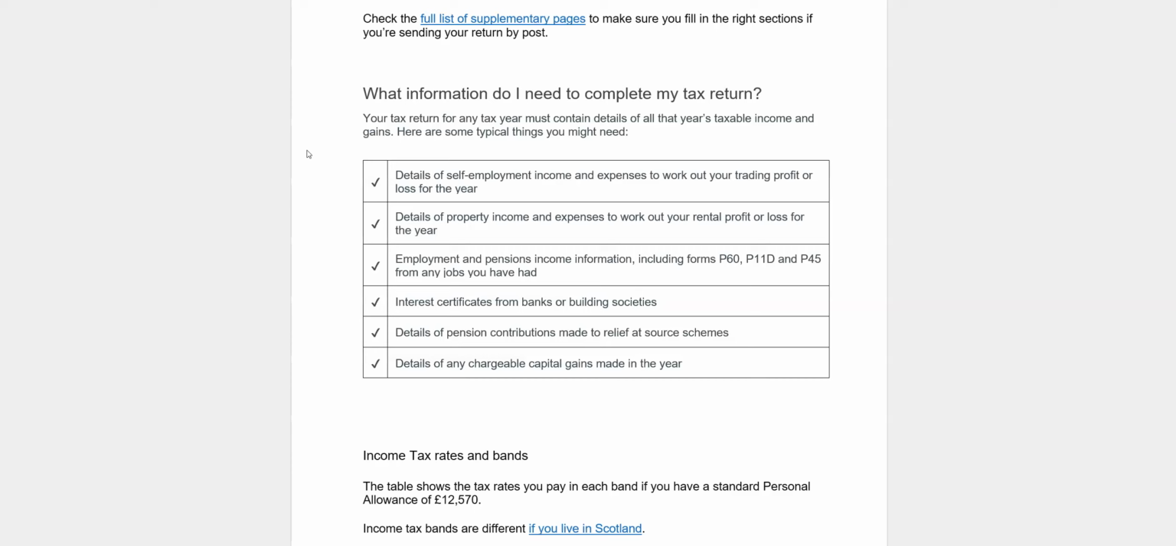Detail of pension contribution made to relief at source scheme. If there is any pension contribution, it could be PPC or it could be gift aid relief. You need this information because it will help you to extend your basic band. Detail of any chargeable gain made during the year. If you made a disposal, if you sell a capital asset during the year and make a profit, you have to have a record for that in order to calculate the capital gains tax.